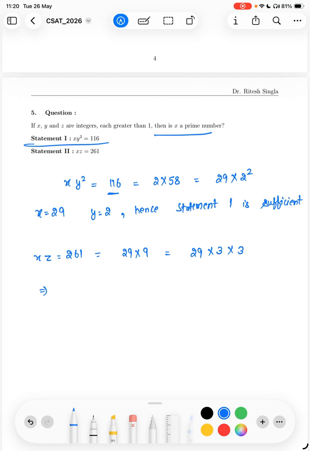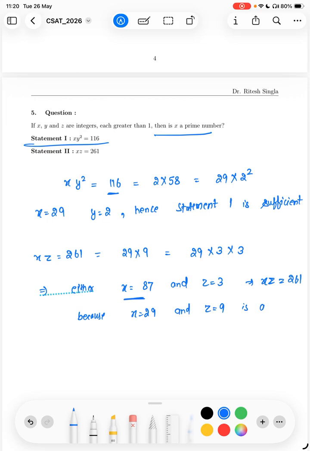This implies either x is say 87 and z is 3. This implies xz is 261. So statement 2 cannot really guarantee that x is prime because x equal to 29 and z equal to 9 is also a solution. So basically x can be prime or x might not be prime. You cannot guarantee anything here. So only statement 1 is giving you the result.